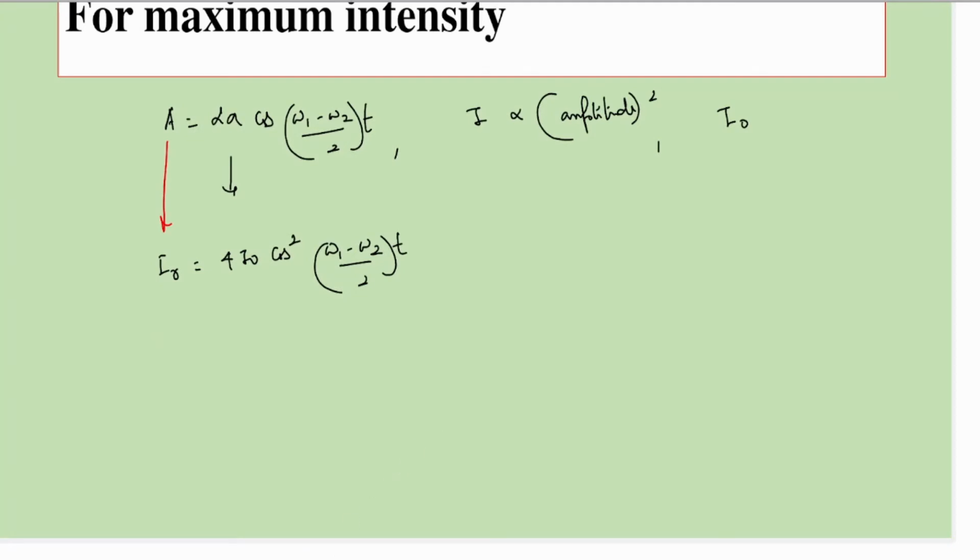For maximum intensity, this term here is equal to plus or minus 1. So the term in the bracket, that is cos square of (omega 1 minus omega 2) by 2 into t, is equal to 1.